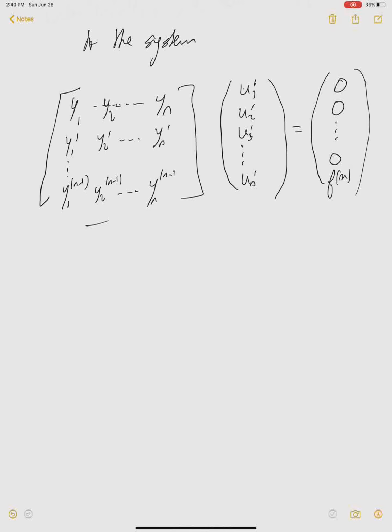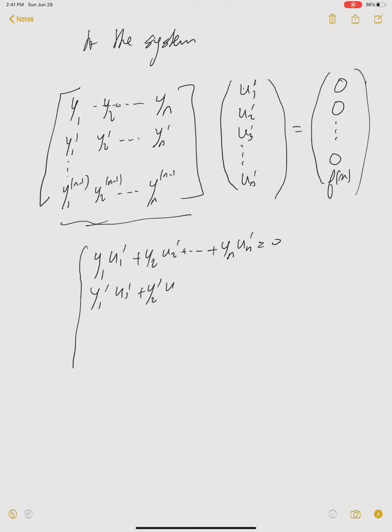So why does this have a unique solution? Because the determinant of this matrix is the Wronskian, which is different from 0, since y_1 up to y_n are linearly independent. Now if I want to write it in linear form, this is y_1 u_1' plus y_2 u_2' plus ... plus y_n u_n' equal to 0, y_1' u_1' plus y_2' u_2' plus ... plus y_n' u_n' equal to 0, and I go up to y_1^(n-2) u_1' plus y_2^(n-2) u_2' plus ... plus y_n^(n-2) u_n' equal to 0.